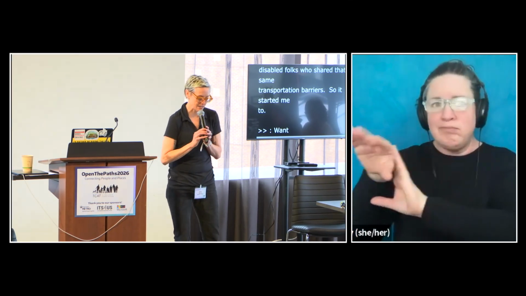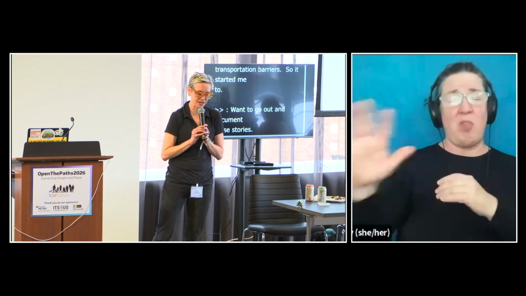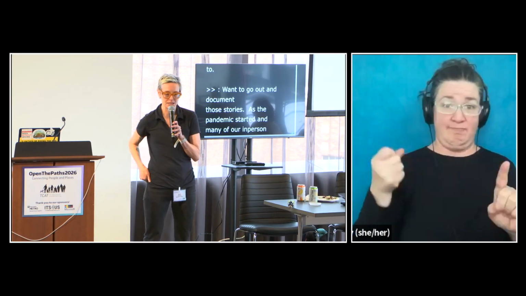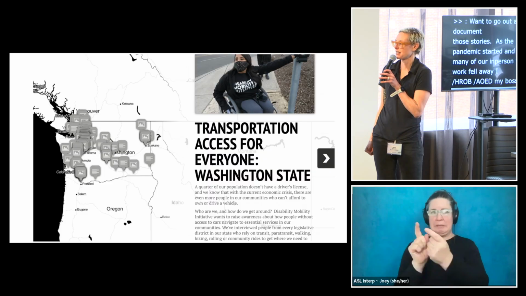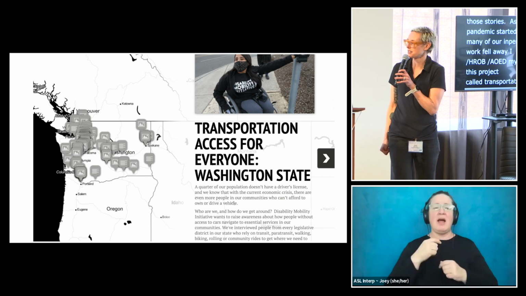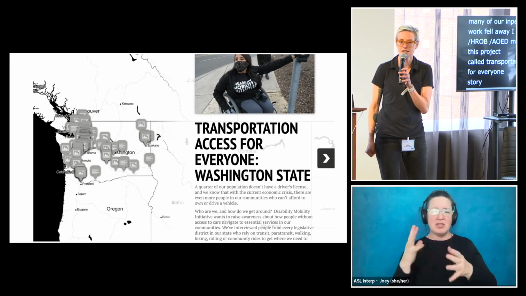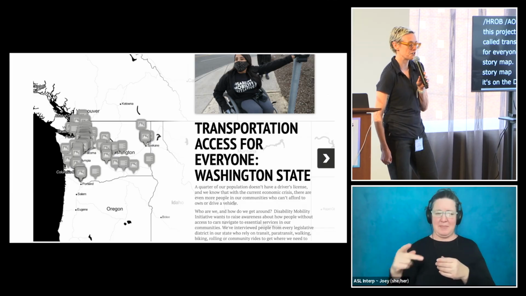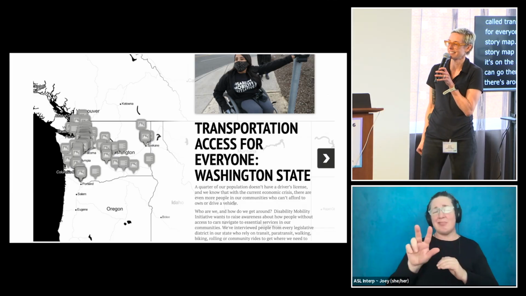And so as the pandemic started and a lot of our in-person video work fell away, I lobbied my boss to be able to do this project, which we called the Transportation Access for Everyone Story Map. And this image on the screen is an image of that story map. It's still on the DRW website. You can go there. There's around 300 interviews of non-drivers from every legislative district in the state.